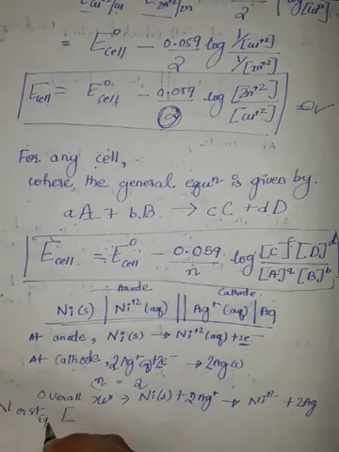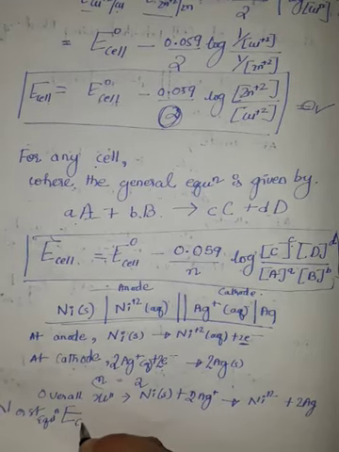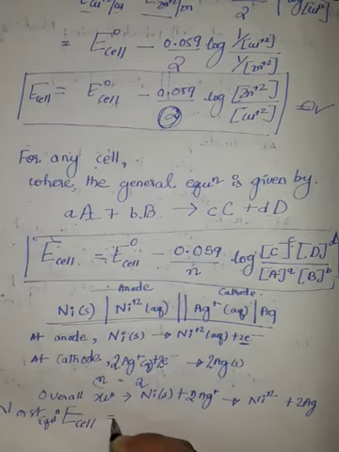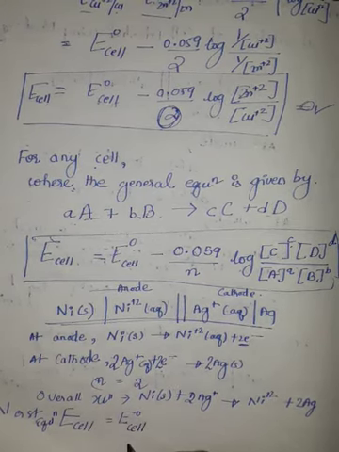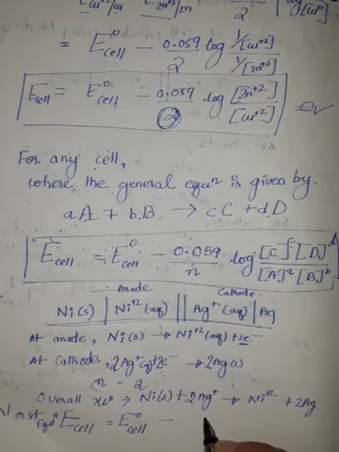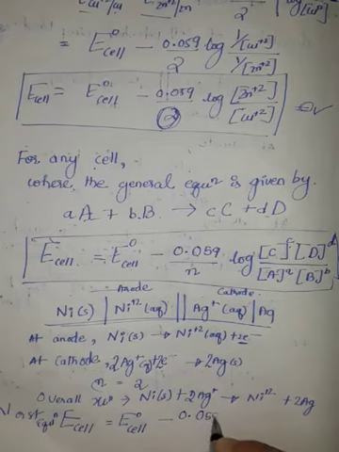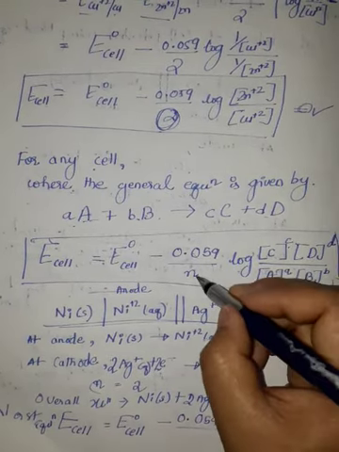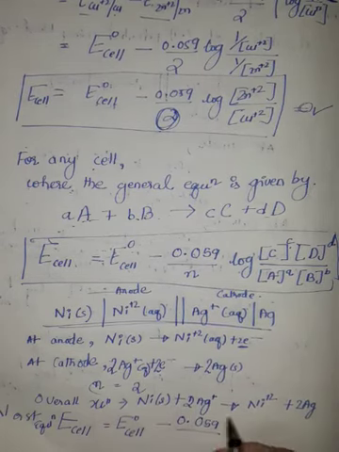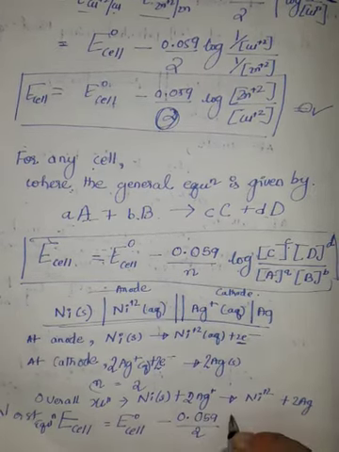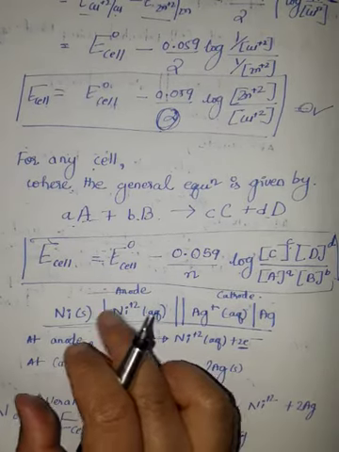Nernst equation. So E cell is equal to E naught cell minus, at 298 Kelvin, 0.059 divided by n. So the number of moles of electrons exchanged here is 2, so 2, then log of concentration of anode by concentration of cathode.